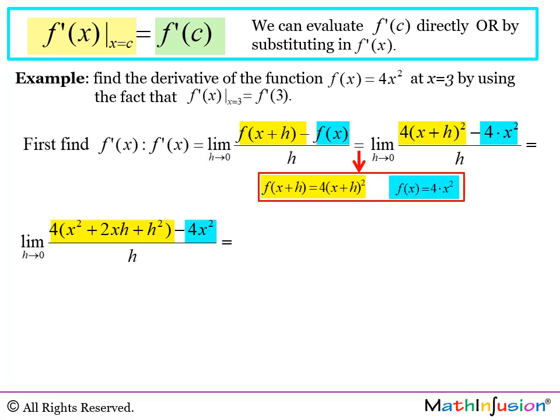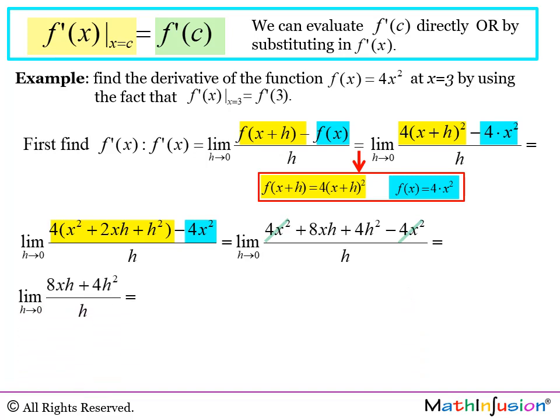Now we are going to distribute the 4. And now we have to notice all cancellations. And I see 1 here. And I get that. Now we'll have to distribute h in the numerator. So I can cancel it out, and get that. Now I apply the limit, you substitute h equals 0, and you get 8x.